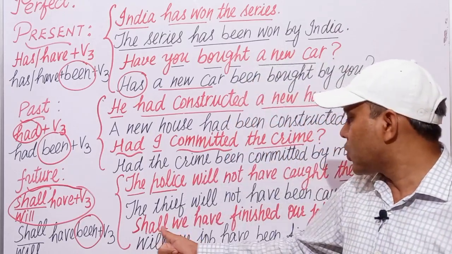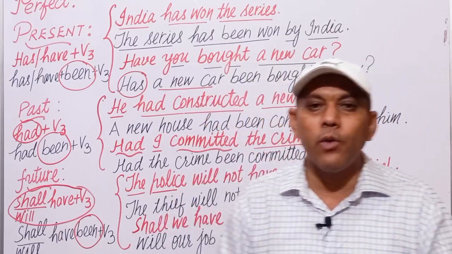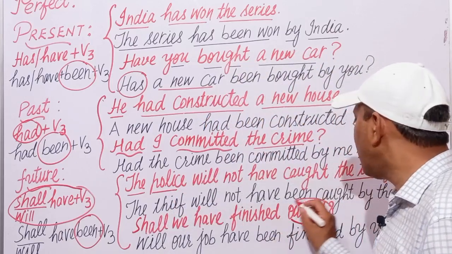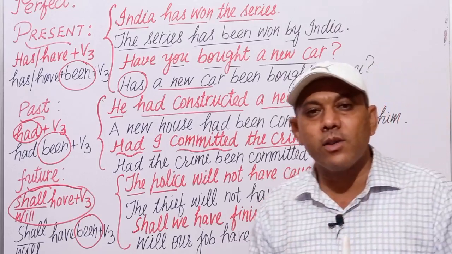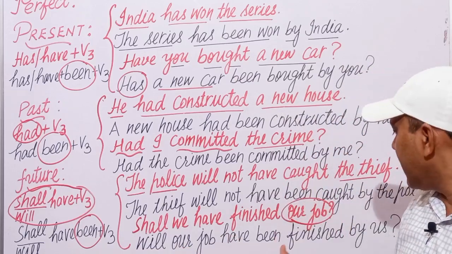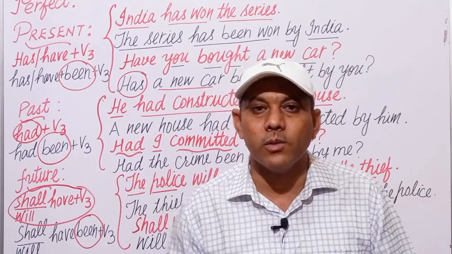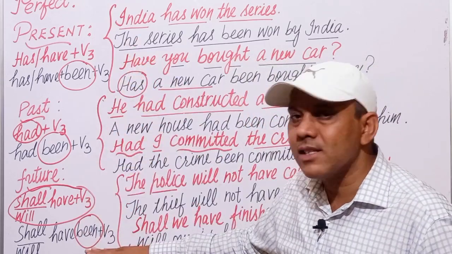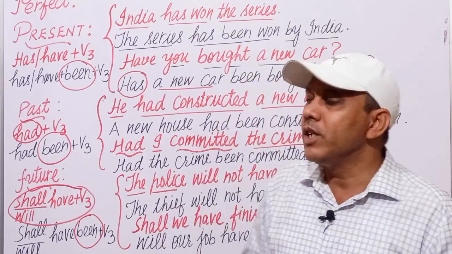Next is, shall we have finished our job? Our job is the object, and because it is an interrogative sentence, so: will our job have been finished by us? Keep it interrogative.